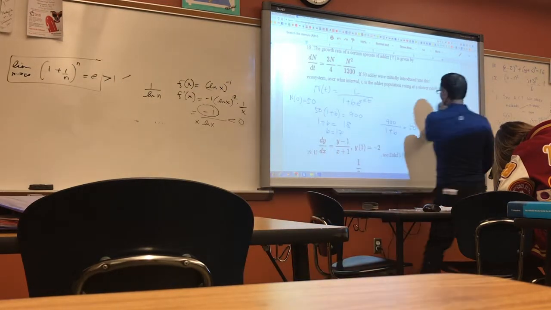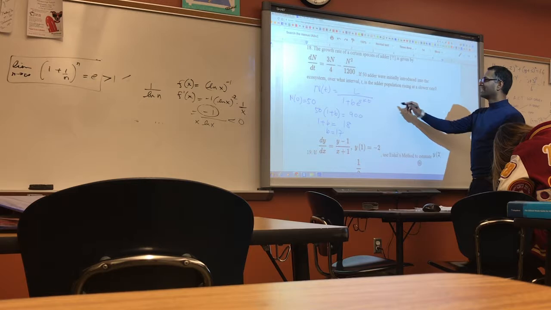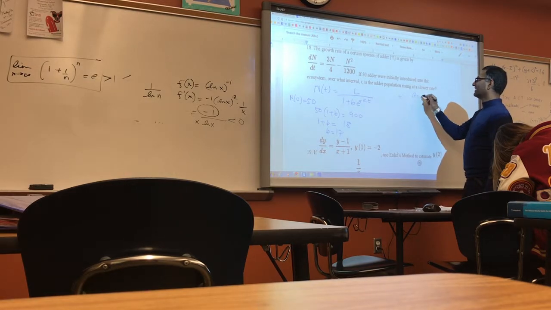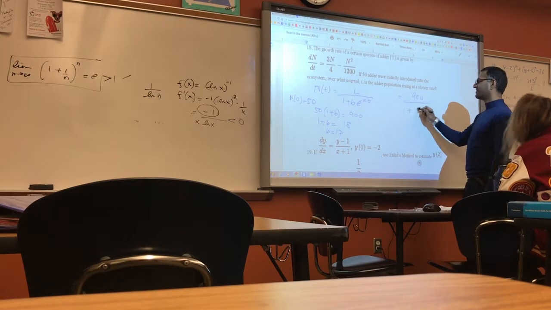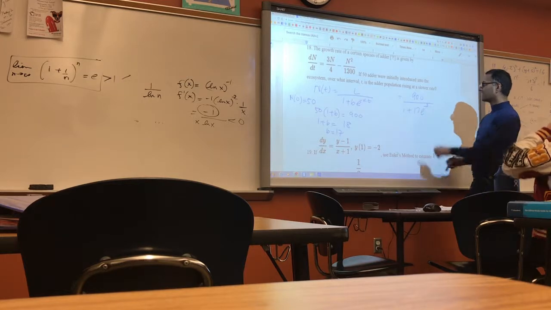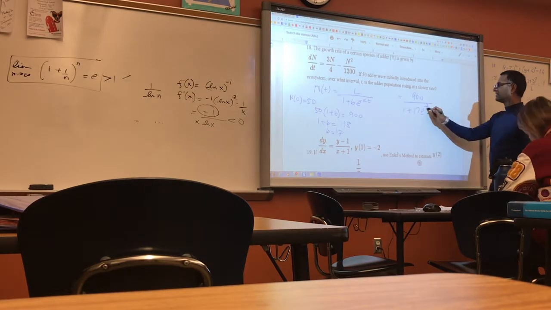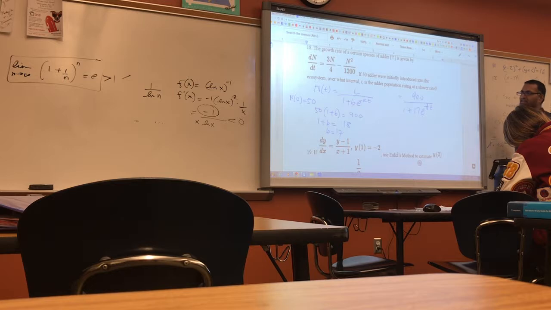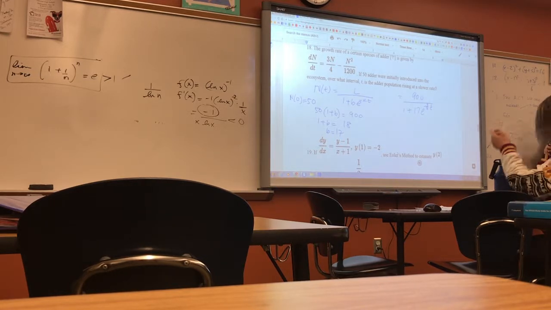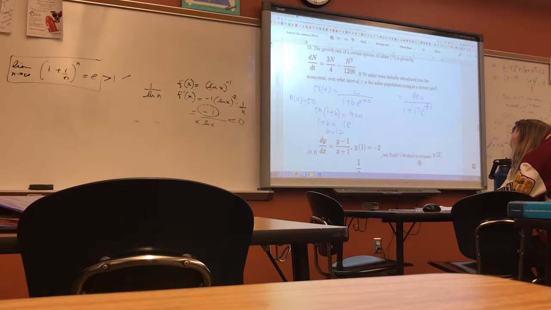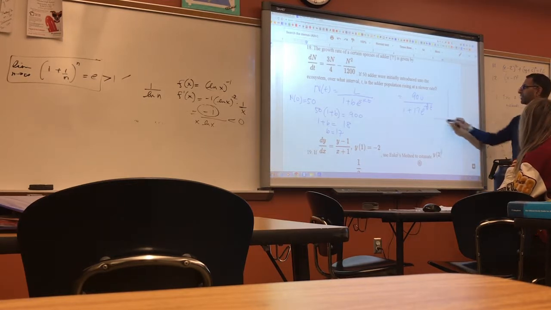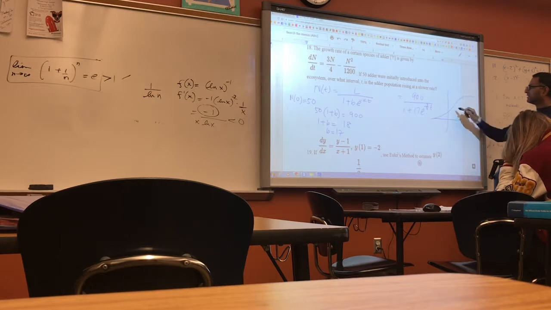So final thing is 900 over 1 plus 17 e to the negative 3/4 t. Remember, guys, the formula has a negative sign. Do not forget that. Last year's kids made a silly mistake. Okay, and then the question says, over what interval is the adder population rising at a slow rate? So do we need the concave up part or concave down part? Concave down. Since some of you have forgotten, sketch the figure please, so you know what's going on.